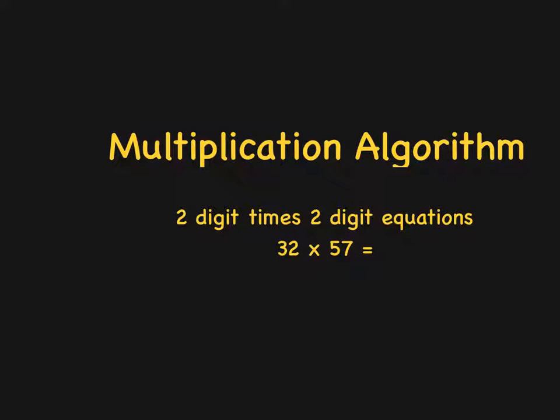Today we'll be looking at the multiplication algorithm, a 2-digit times a 2-digit equation. For example, 32 times 57. Let's take the problem 24 times 36.